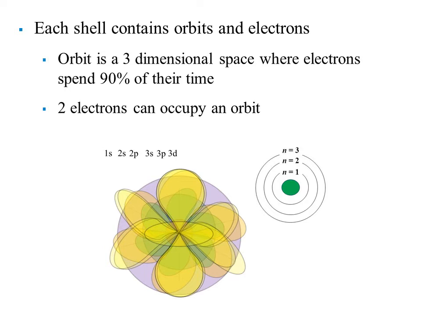Each shell contains orbits. I mentioned this in a few slides before. We're going to now look at an orbit. This is where the electrons spend 90% of their time. 2 electrons can occupy an orbit. 1 can be there, but 2 is the maximum number that can reside in that space. So I'm going to now show you how to draw that image on the bottom.